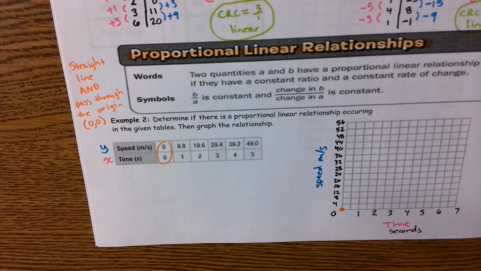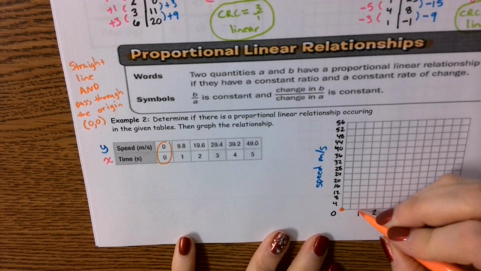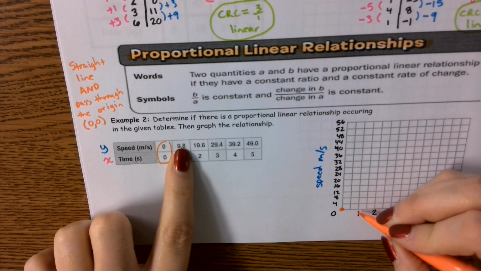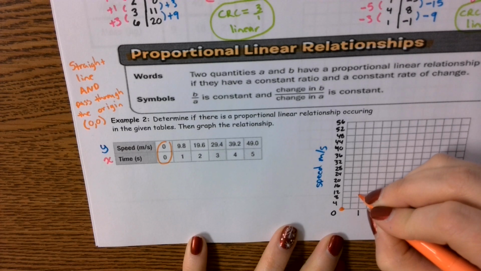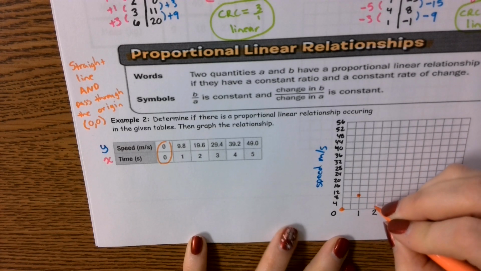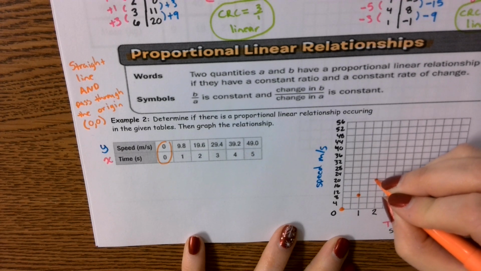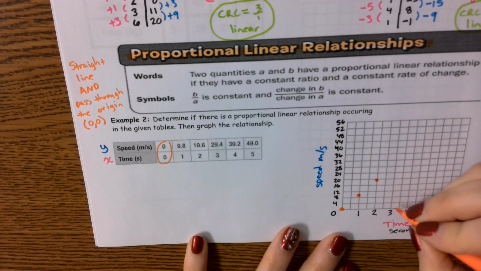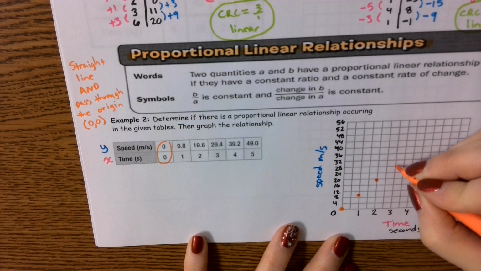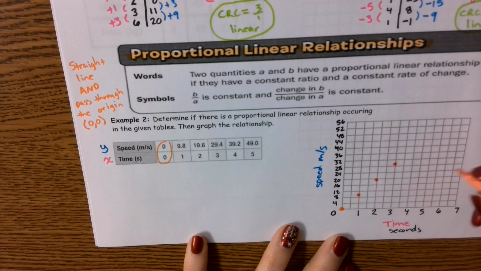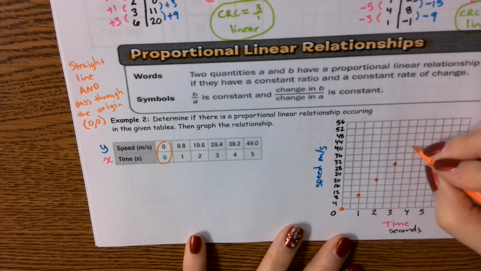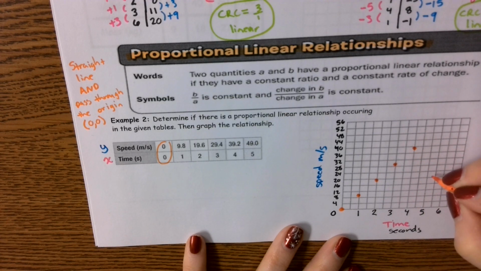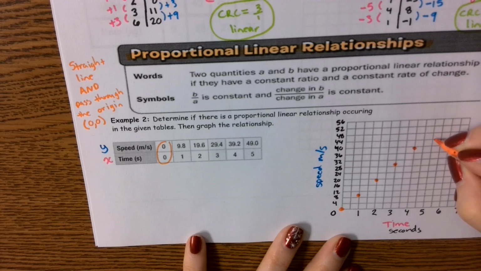Okay, and then I can go ahead and graph each of these points. At 1 second, I'm at 9.8, which is just going to be a little bit above the 8 value. At 2 seconds, I'm at 19.6, which is almost at the 20 mark. At 3 seconds, I'm at 29.4, so just a little bit above the 28. At 4 seconds, I'm at 39.2, which is almost at the 40 mark. And at 5 seconds, we're at 49, which is just a little bit above the 48.